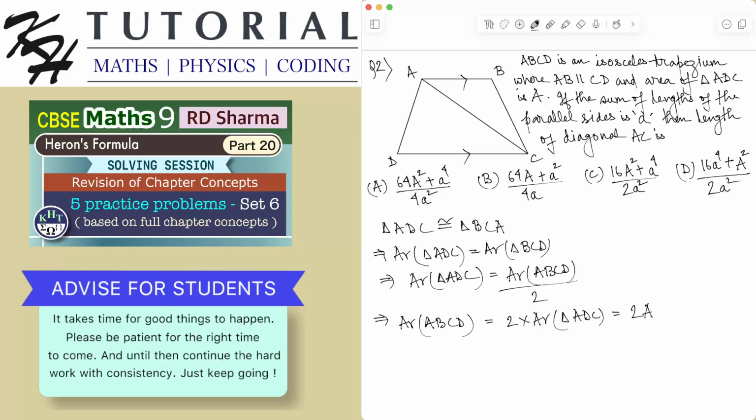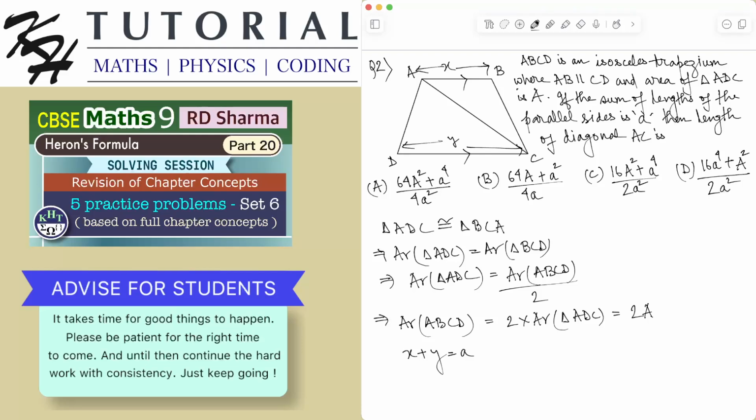Okay, so let's say AB is X. The length of the parallel side AB is X, and the length of the parallel side DC is Y. So X plus Y is given as a.